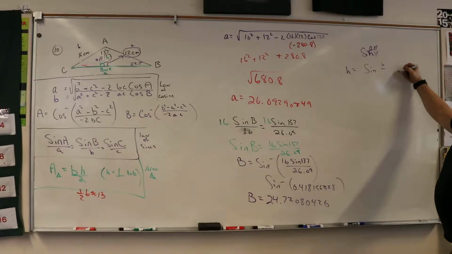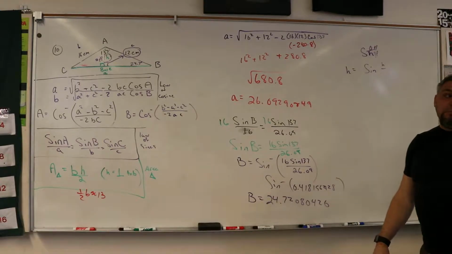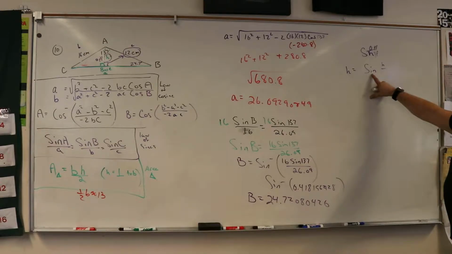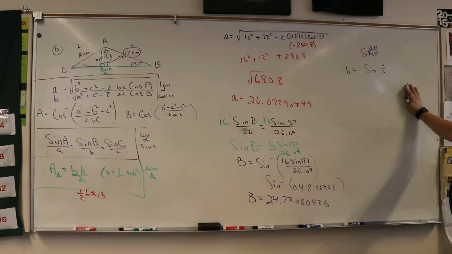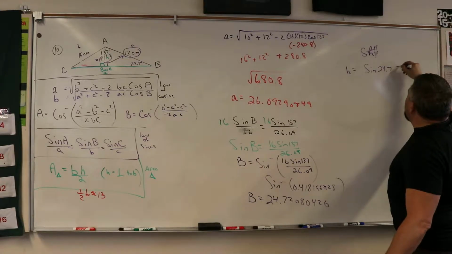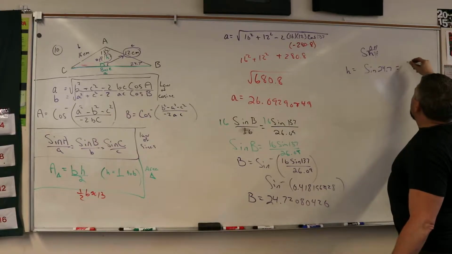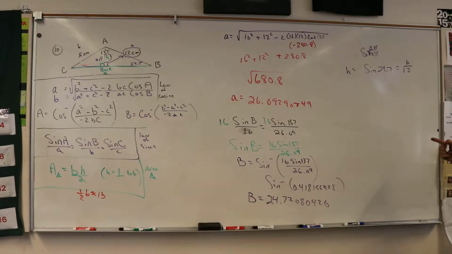Wait, pause. Okay, down at the bottom, is that a 6 or a 0? 6. Okay. I got the super check. Okay, sine of the opposite over the hypotenuse, which is 12. Or no, sorry, sine of 24.7 is equal to h over 12. So then to find h, I would multiply both sides by 12, right?